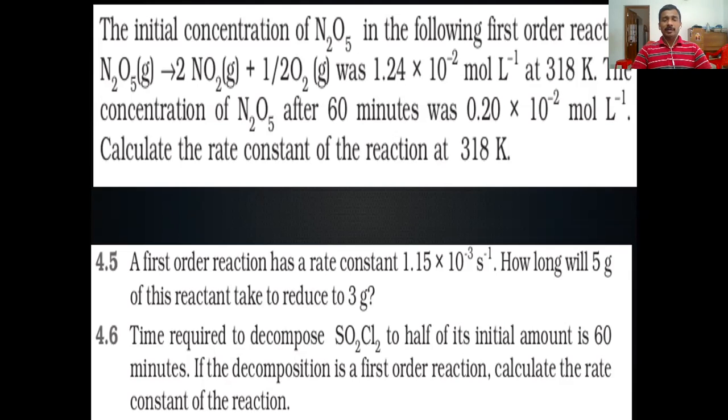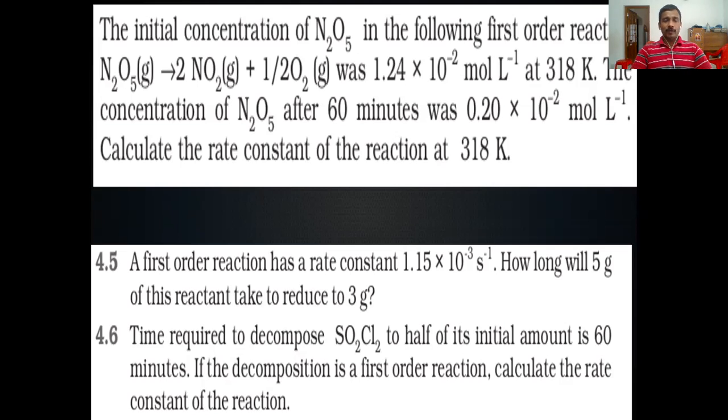Then you can find out the answer. You will get a rate constant in per minute, not in per second. You will get it in per minute because we are directly substituting time as 60 minutes. Is it clear? Try to find out the answer. Solve it yourself.